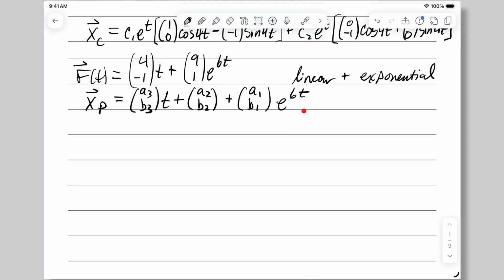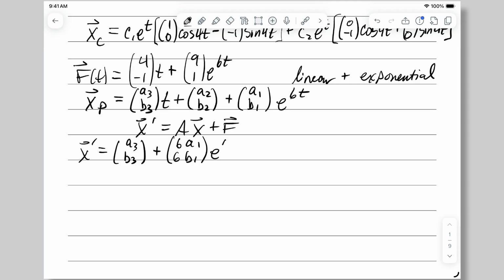We have our proposed form of solution, and we're going to plug it into the differential equation x prime equals Ax plus f. X prime is the derivative, and derivatives act the same way they would if we had just constant expressions instead of vector expressions. a3, b3 times t differentiates to the column vector a3, b3. The constant vector a2, b2 differentiates to 0. And then we're using the chain rule for e to the 6t, so my column vector is 6a1, 6b1, all times e to the 6t.